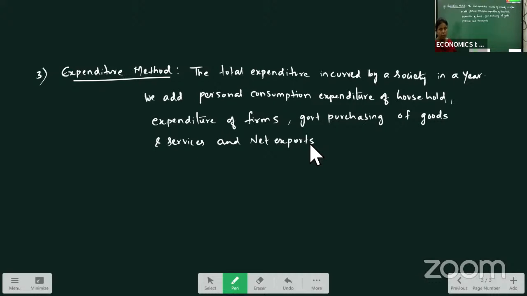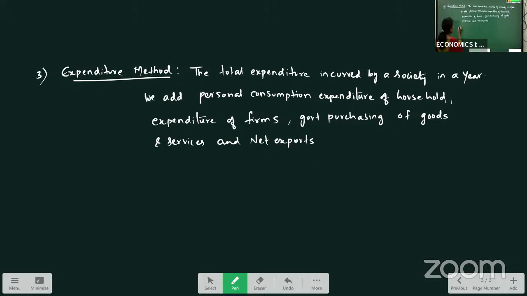national income. So how we will get the total expenditure? We add the personal expenditure of the household, individuals, expenditure of the firms, as well as government purchasing the goods and services. Means we also add government expenditure plus net exports. So we will get the expenditure method. How the national income under expenditure method.